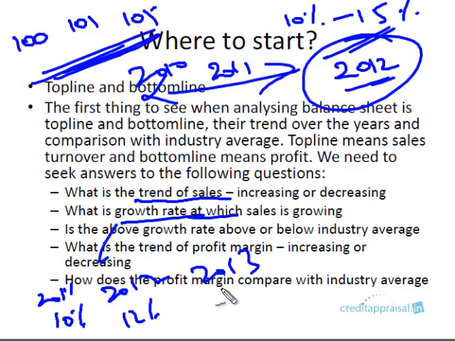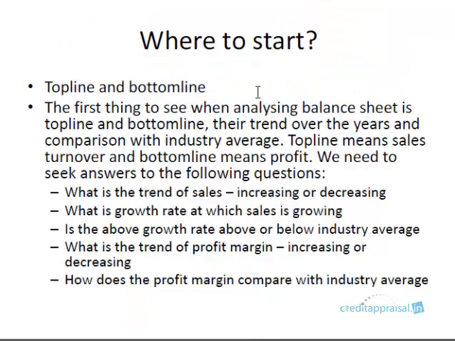Now in the current year 12-13, the company has, say for example, increased by 15%. This is a healthy growth rate, right? The sales are increasing, and moreover the rate at which the growth is happening is a healthy growth rate. So that is one thing you look at. One more important thing is: is this growth rate above or below the industry average?